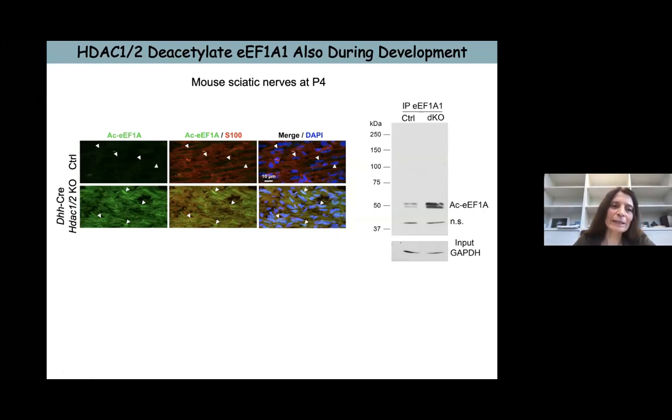What we found is that there was a huge increase of the level of acetylated EF1A. There's an antibody that detects the levels of acetylated EF1A. Huge increase of acetylated EF1A in mouse pups at P4, 4 days after birth, as compared to control where the levels were almost not detectable. And you can see here, this is the IP of EF1A1, and then the blot for acetylated EF1A. So then we concluded that HDAC1 deacetylates EF1A1 also during development.